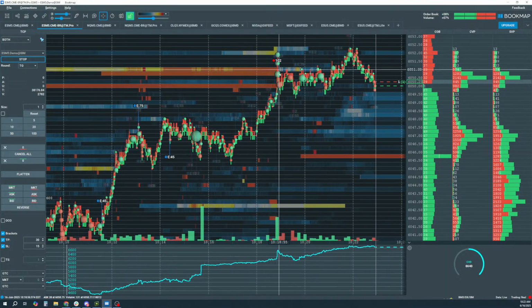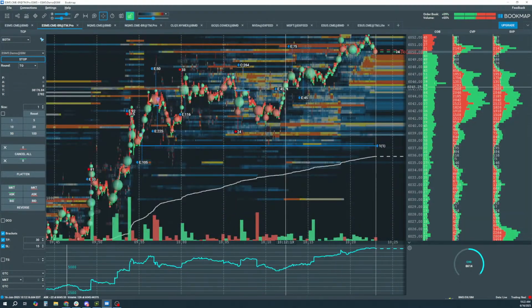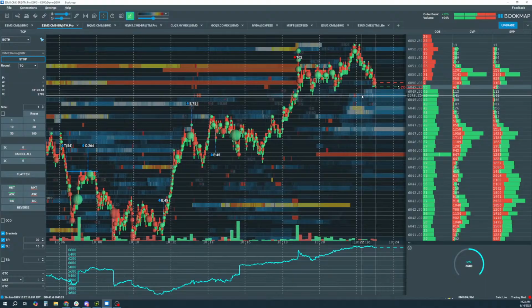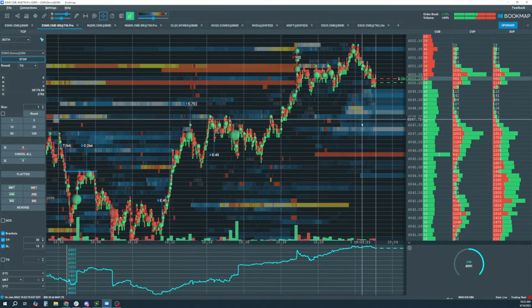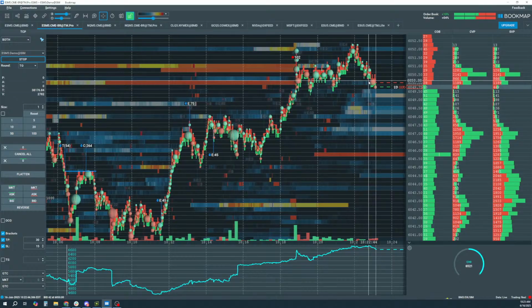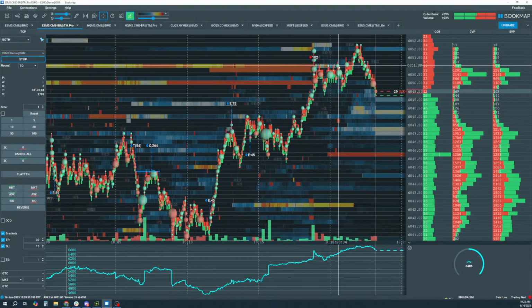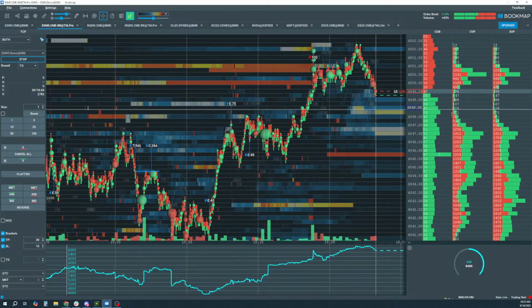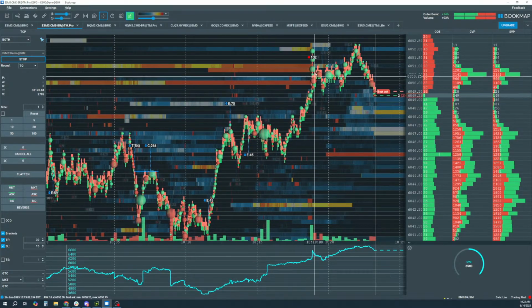All right. So yeah, not really seeing anything yet. There's a little bit more on the bid in here at this higher level. That's good. Okay, we have a low volume node in here after this breakout.